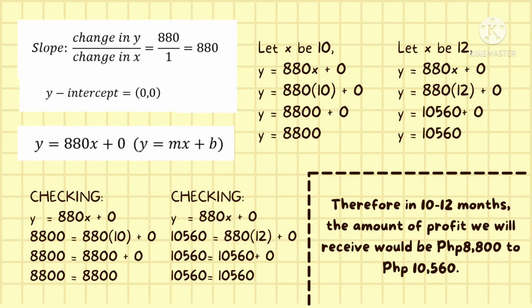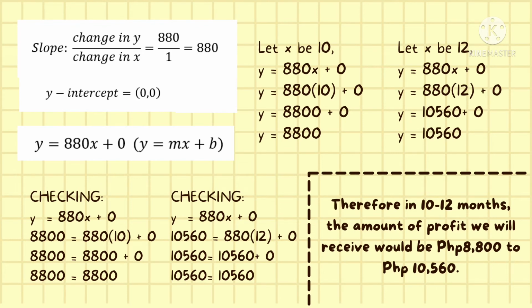Now that we found the values of the slope and the y-intercept, we must substitute these values into the slope-intercept form, or y = mx + b. M is the slope and b is the y-intercept. So when we substitute the values, the equation will become y = 880x + 0. Since the question asks about how much profit we will receive after 10 to 12 months, and since x represents the month, let x be 10 and let x be 12.